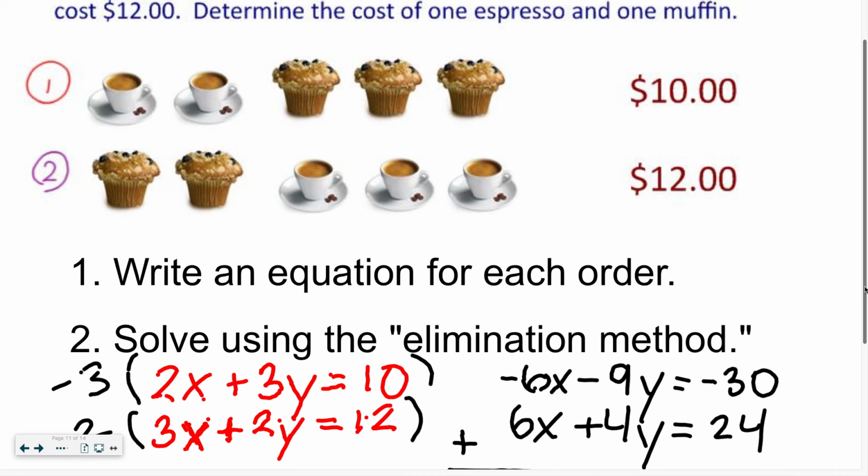That's my order, right? Mine was the bottom one? Yeah. So I spent $2.40 on muffins. So how much did I spend on coffee? If $2.40 was on muffins, and I spent $12 total, how much did I spend on coffee? Good, perfect. $9.60. So how much was each coffee? $3.20. Good.